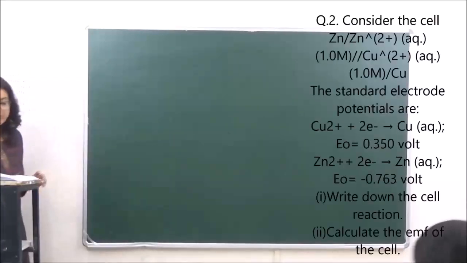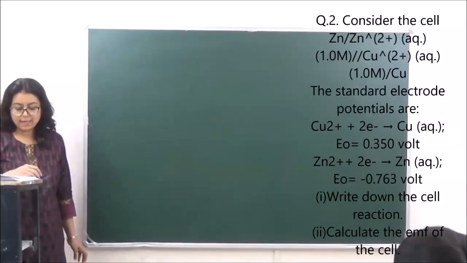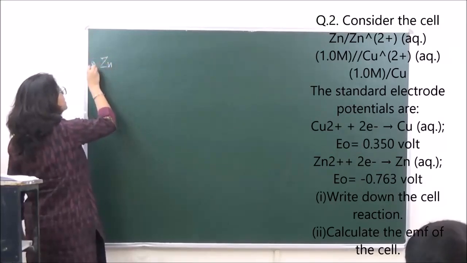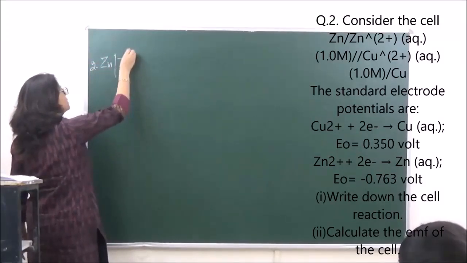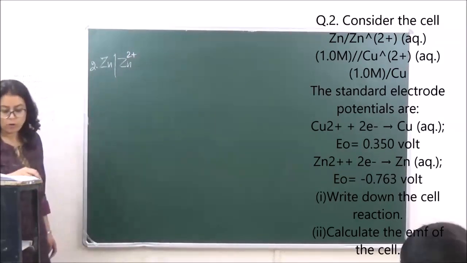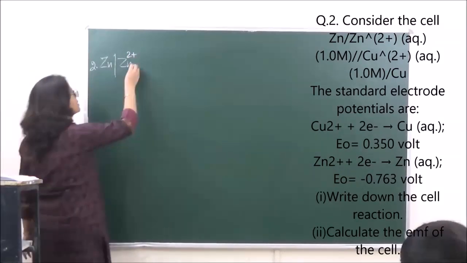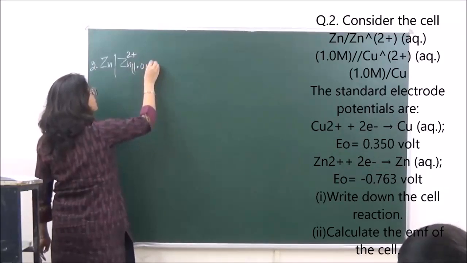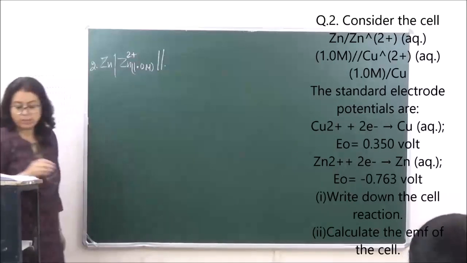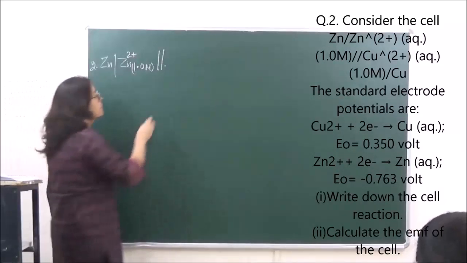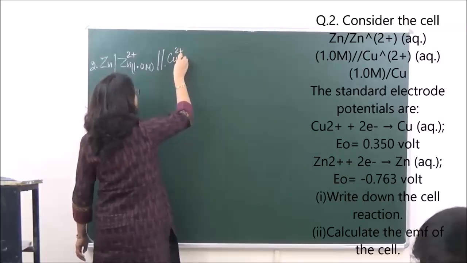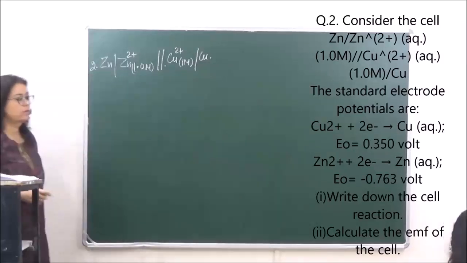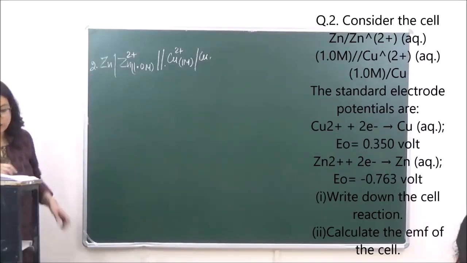Question number 2 क्या है? Consider a cell. The cell they have given is Zn | Zn2+ (aq), and the concentration given is 1.0 molar, salt bridge, Cu2+, again concentration given is 1 molar | Cu. Okay, this is the cell given to us in the question.